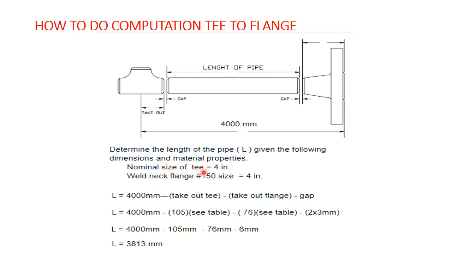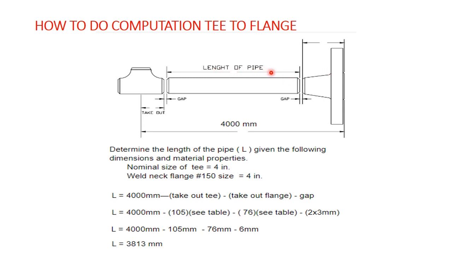Nominal size of the tee equal to 4 inch. Weld neck flange, class 150, size equal to 4 inch. Let's see, this is the weld neck flange. The size of the weld neck flange is 4 inch. Class is 150.